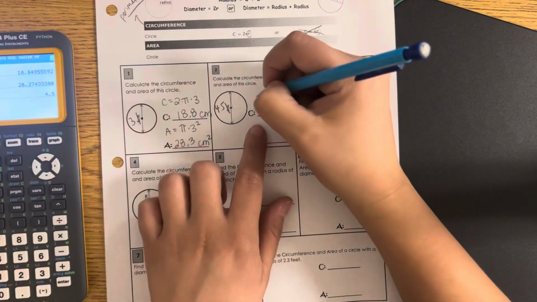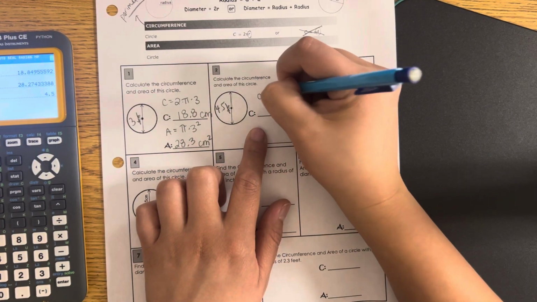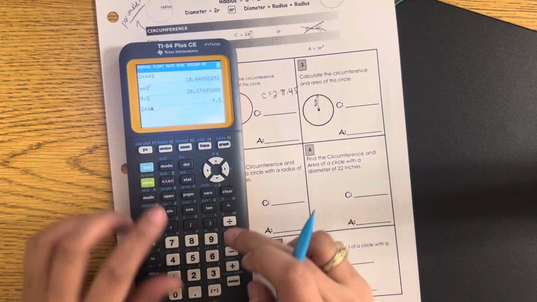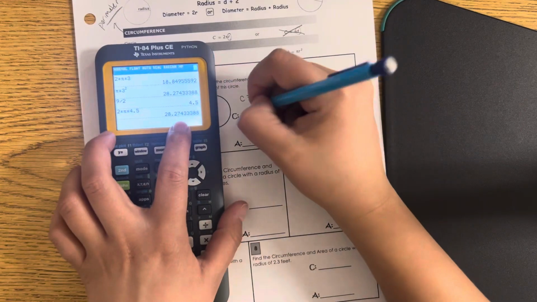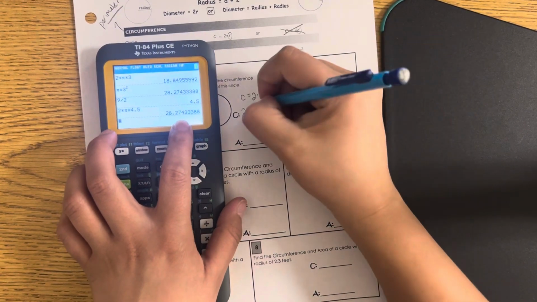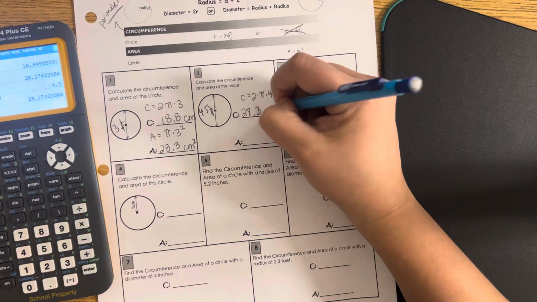Now the circumference, again, is 2 pi r. So 2 times pi times 4.5. We just type that in, and we get 28.3 because we're rounding to the tens place. And then the units would just be centimeters.